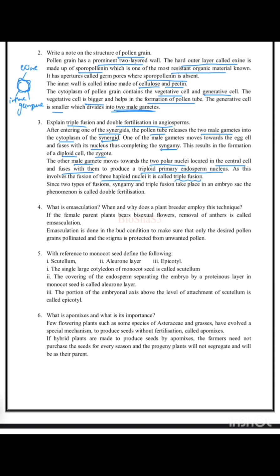So here, what are the two polar nuclei? N plus 1 male gamete, it will form a 3N. Whereas in case of syngamy, 1 male gamete will fuse with the female gamete, it will form a zygote. So that is the difference: syngamy, and then here it is a triple fusion, because here fusion of 3 haploid nuclei is taking place, that is 2 polar nuclei in the central cell and 1 male gamete that fuses with them. So it will form a triploid primary endosperm nucleus, that is PEN.